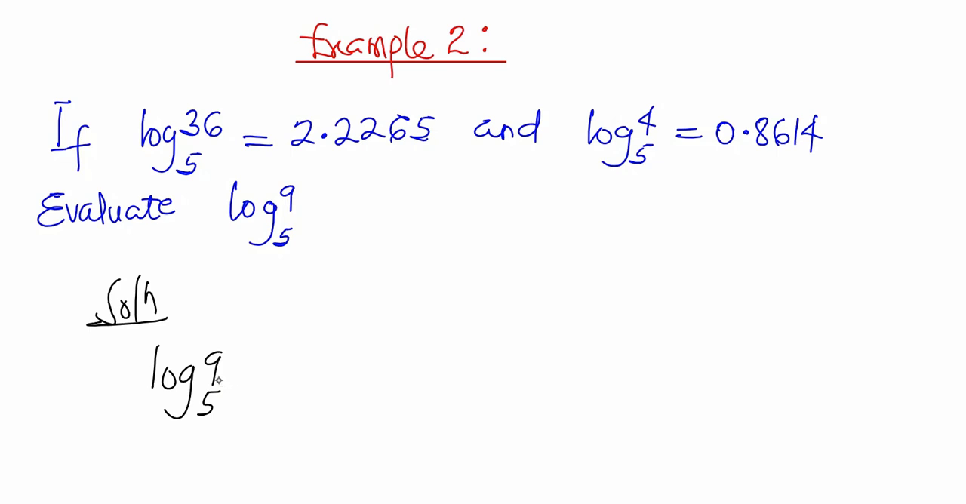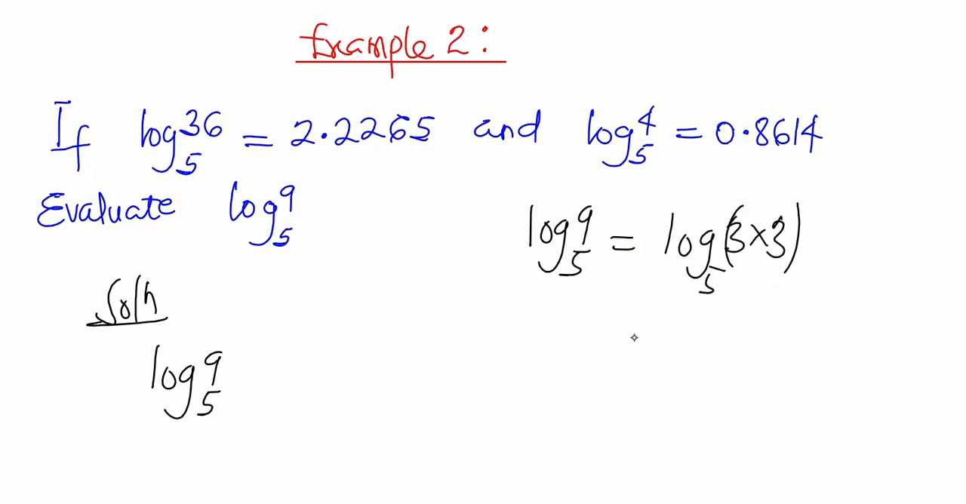Now looking at log 9, it can be expressed as a product of two numbers, which means that our logarithm of 9 base 5 is the same thing as the logarithm of 3 times 3, and that gives us 9. That is correct. So in this case, we can use the laws of logarithm to expand. You are going to have logarithm of 3 base 5 plus the logarithm of 3 base 5.